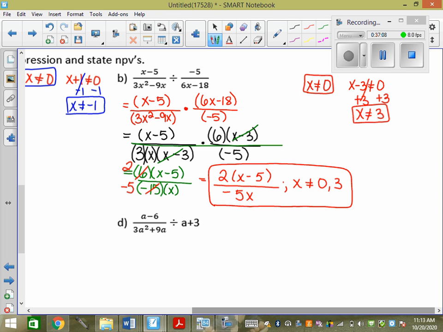So it's basically one step away from multiplication, right? But you have to remember the extra non-permissible value. And if there's a unit test question on non-permissible values, it's probably going to be on a division one, because that's where you make a mistake, because you forget that top right. Okay?